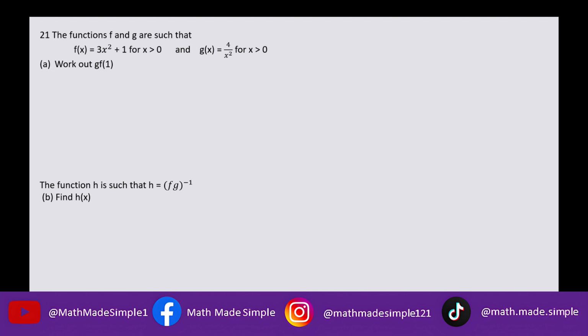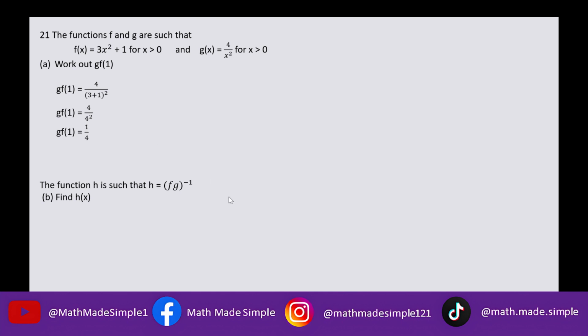So gf of 1 is f of 1, and you find that value and you put it into g. So f of 1 is 3 plus 1, because 1 squared is 1, and 3 times 1 is 3. So I put that into the equation of 4 over x squared, where x is 3 plus 1. And then I square that, and it's 4 over that. So that's 4 over 4 squared. As you can see, I have a common factor of 4 and 4 here, so that will be simplified to 1 over 4.